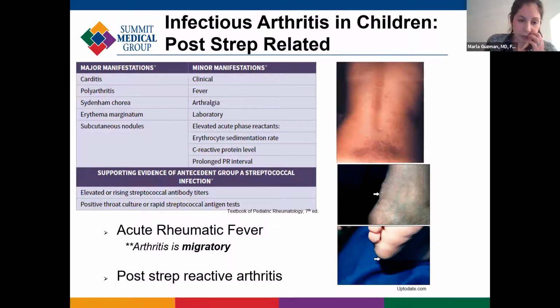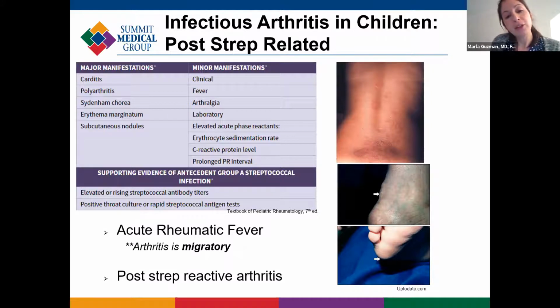The two conditions are acute rheumatic fever and post-strep reactive arthritis. Acute rheumatic fever is significantly more concerning than post-strep arthritis, although they're both concerning. But acute rheumatic fever can involve several other organ systems, which makes it a little bit more concerning. So this big chart here is a little busy, so I'll go through it. What is post-strep arthritis or acute rheumatic fever?